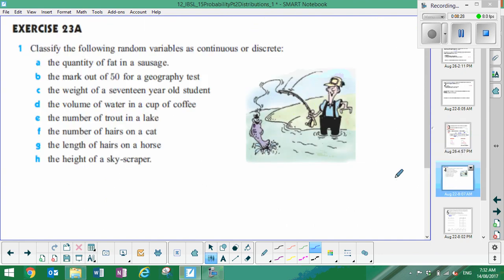So the exercises or practice on this is pretty straightforward. It's just being able to work out what is continuous or what is discrete. So it's all a matter of, are you counting or are you measuring? So counting for discrete, measuring for continuous. So the quantity of fat in a sausage, are you counting something or measuring it? Measuring it because you're going to break it down and then extract the fat and then weigh it.